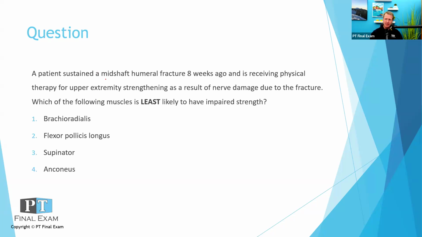All right, a patient sustained a mid-shaft humeral fracture 8 weeks ago, receiving PT for upper extremity strengthening as a result of the nerve damage due to the fracture. Which of the following muscles is least likely to have impaired strength? So really, we've got nerve damage related to a mid-shaft humeral fracture. Which of the following is the least likely to have impaired strength?